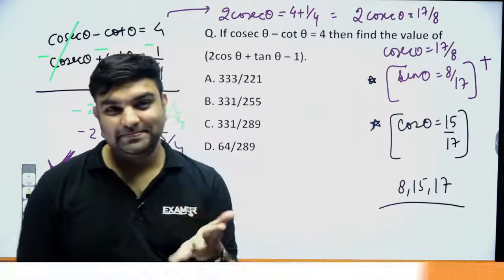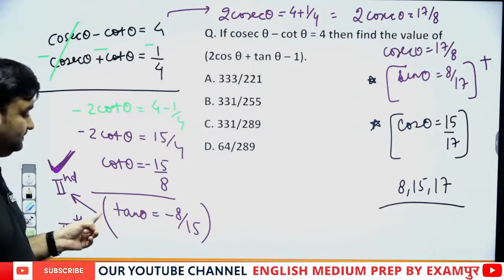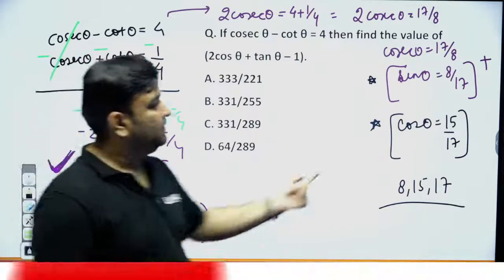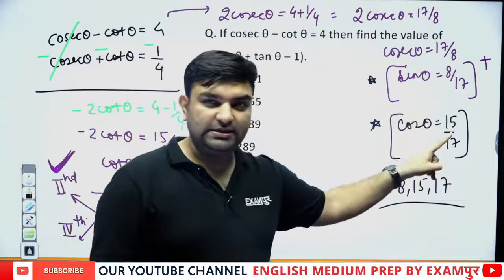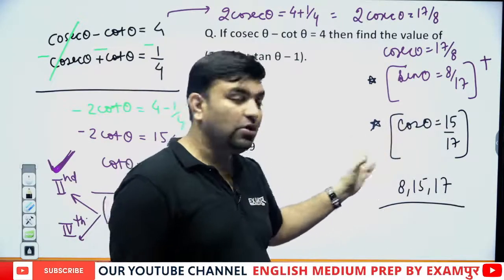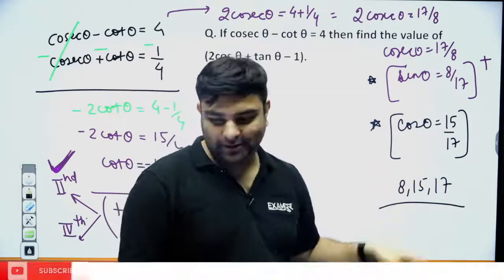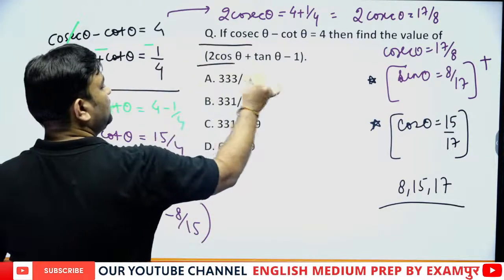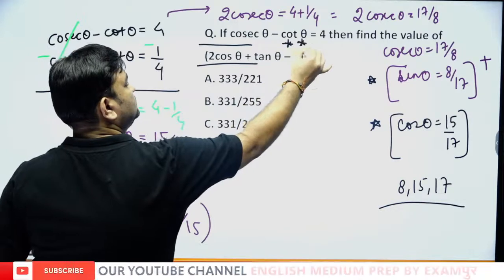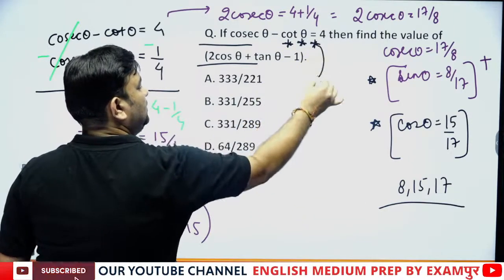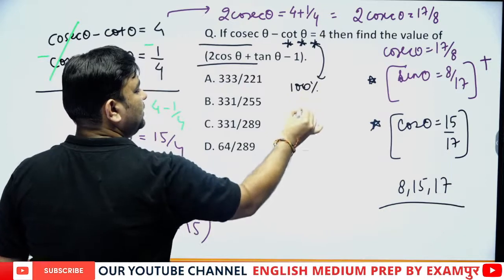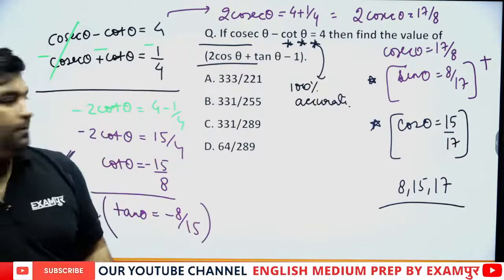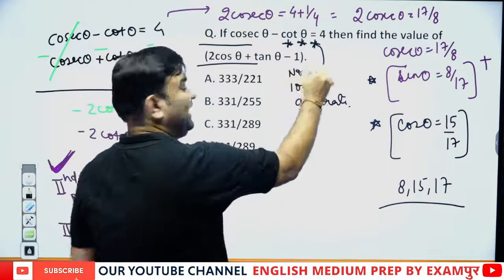But guys, look at this logic. Tan was coming negative. Tan negative means either second or fourth. Sine was positive, means second. In second, cos is also negative. So cos should also be negative. So we can say it is not 100% accurate, technically.